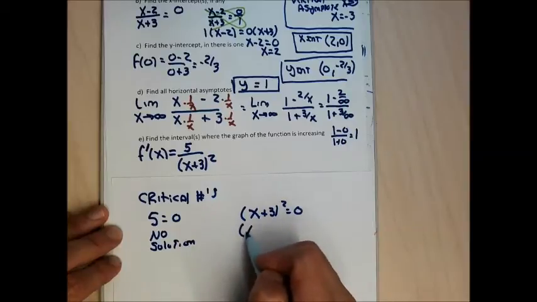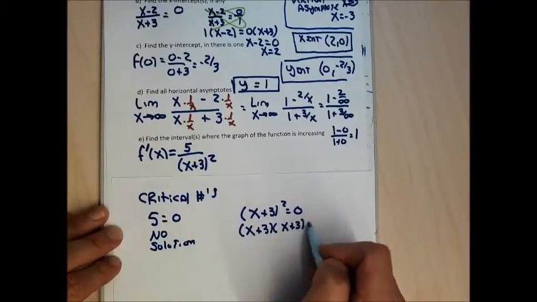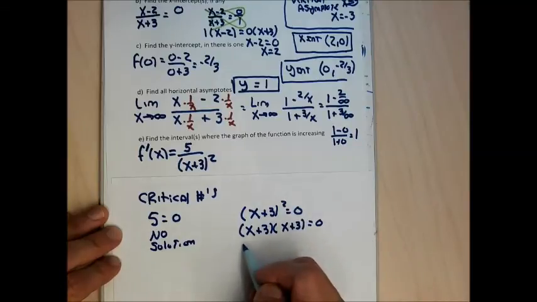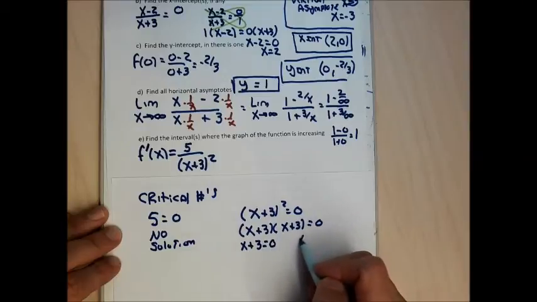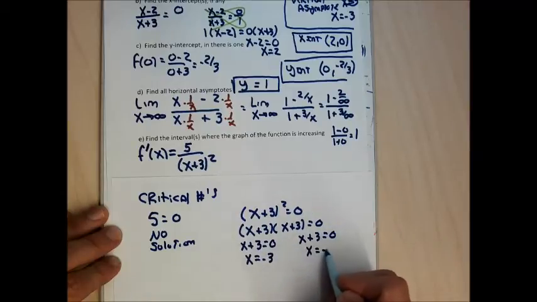Setting the denominator equal to 0, I can write this without the exponent, and that gives me 3 factors of x plus 3. If something is factored and set equal to 0, you just set each of the factors equal to 0. Each one of these factors gives me the same critical number of x equal to -3.